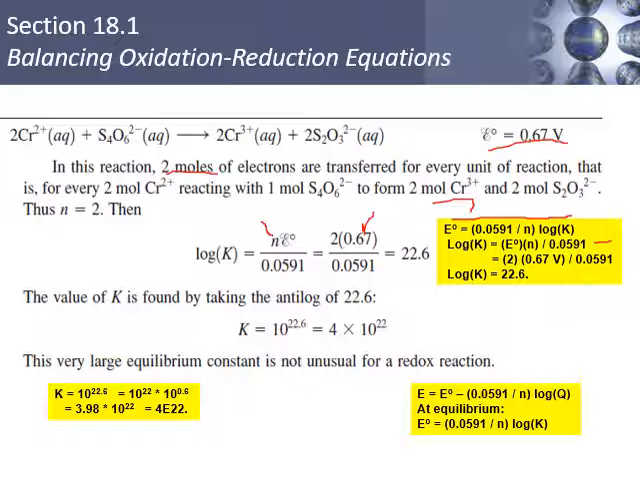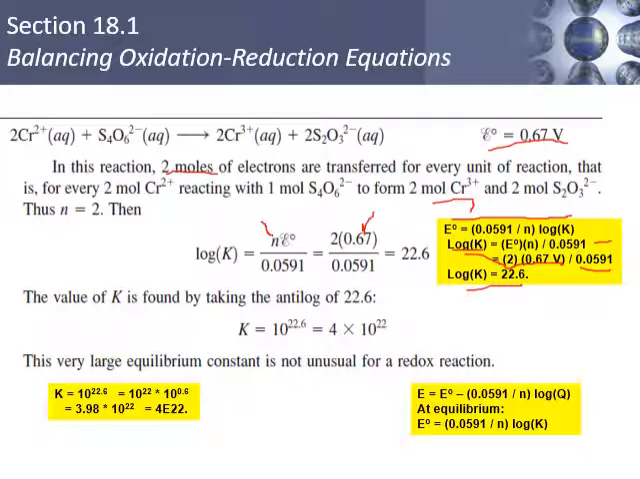But this way it gets the log K on one side by itself. So you don't have to do this if you don't want to. It's maybe a little bit more straightforward. It's just the same equation written in a different way. So to get log of K here, we multiply the 2 times the 0.67, which we just figured out, and divide that now by 0.0591. So again, we just rewrote it and we get that the log of K is 22.6.